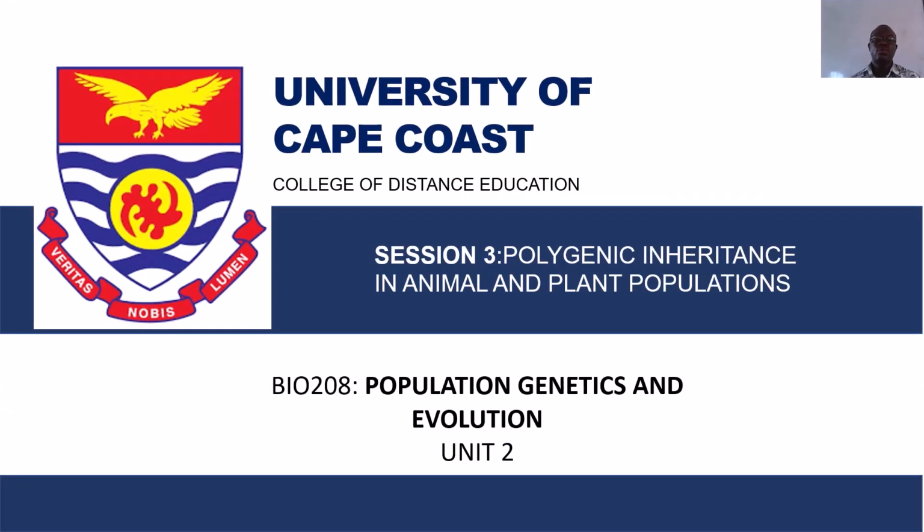Welcome once again to Unit 2 of Population Genetics and Evolution, Session 3, Polygenic Inheritance in Animal and Plant Populations. By the end of this session, you should be able to identify animal and plant characters that are controlled by polygenes and inherited accordingly, distinguish between polygenic and monogenic or oligogenic traits, and solve genetic problems in animals and plants involving polygenic inheritance.